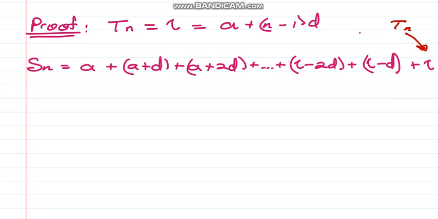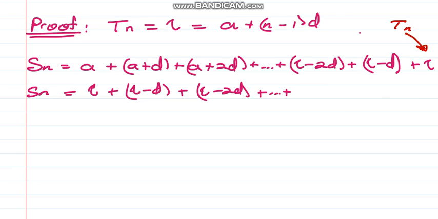Now what we do is rewrite that in a different form. We flip it. What do I mean by that? I just mean we write Sn in a way that we start with the last term. So we have L plus L minus d plus L minus 2d, and so on, then we're going to have a plus 2d, and then a plus d, and then just a.